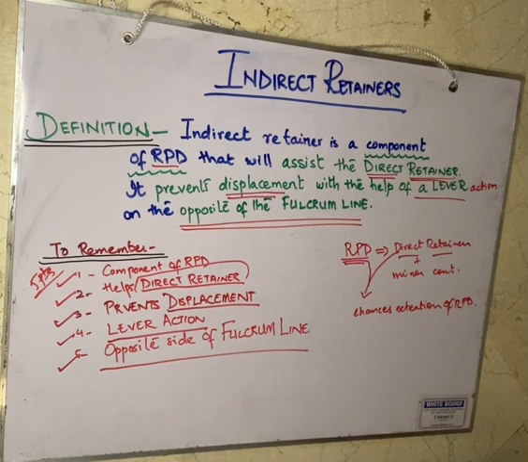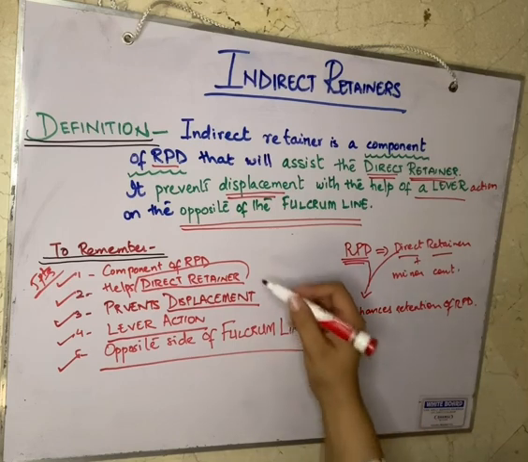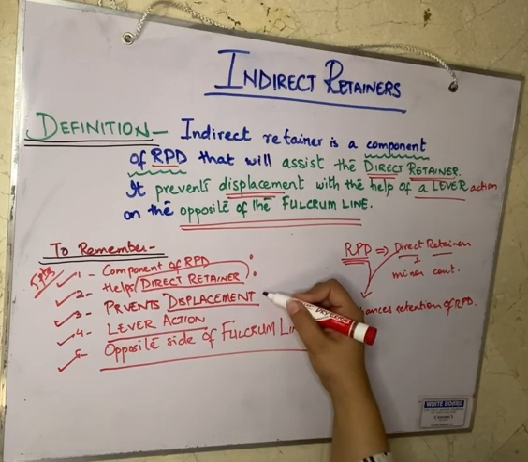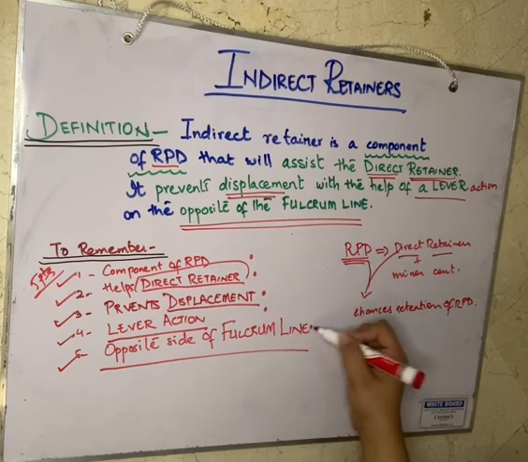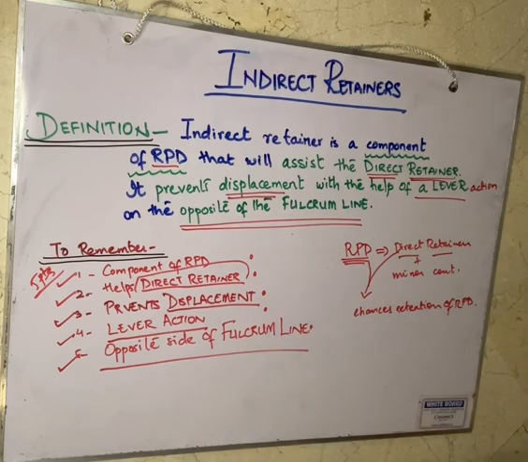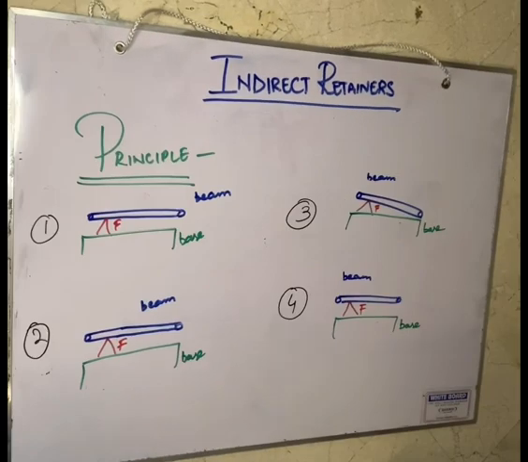So again, we'll repeat it for the last time: indirect retainers are components of RPDs which help the direct retainer in prevention of displacement by lever action on the opposite side of the fulcrum line. Easy? Okay, so now we'll be discussing indirect retainers in detail. And the first and most important thing is the principle of indirect retainers. If we understand this principle, it will be very easy for us to understand the rest of the topic.